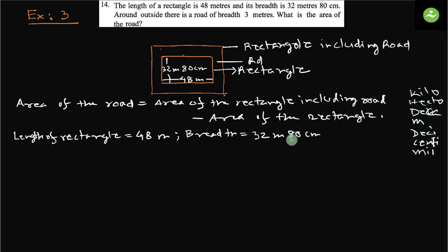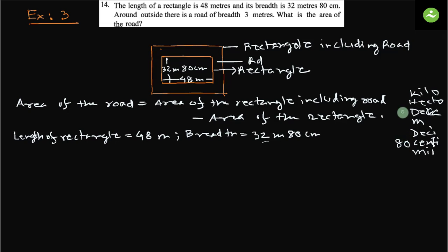We have to convert 80 centimeters to meters. If we don't convert it to meters, we cannot calculate the area. So it has to be the same unit. Here the length is in meters, so we have to make the breadth also in meters. So this is 80 centimeters.